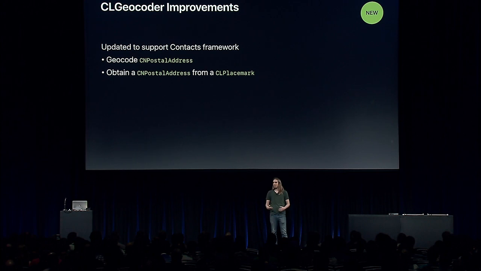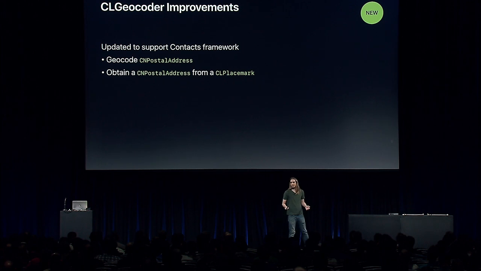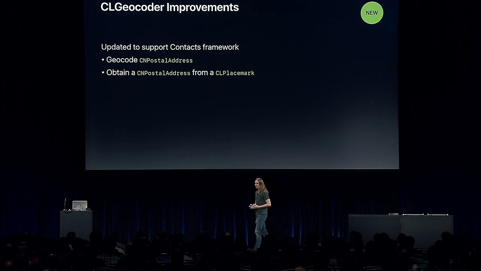Now, this is meant to be the modern replacement for our old support for the Address Book framework. In particular, you could geocode an address dictionary and get an address dictionary out of a placemark. On platforms where the Contacts framework is available, we're deprecating those address dictionary APIs. However, on tvOS, the Contacts framework isn't available, and so you can continue to use those address dictionary APIs.